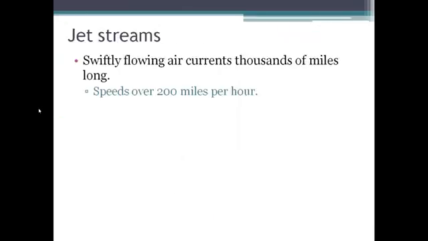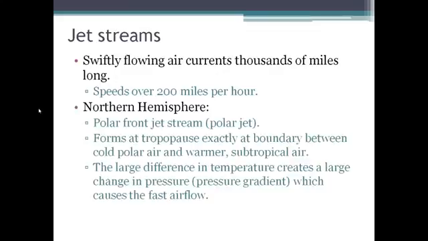So the jet streams are very fast moving air currents that are like long rivers. Because they're so high up in the atmosphere, they are not bound by friction of the surface, so they can flow very fast. The speeds get up to over 200 miles per hour. In the northern hemisphere, our primary jet stream is what we call the polar jet, like we saw in the previous slides.